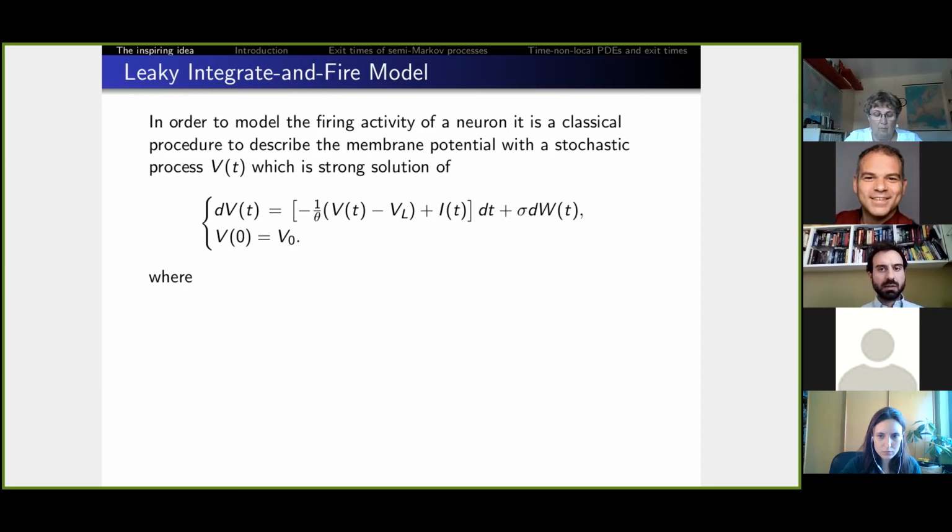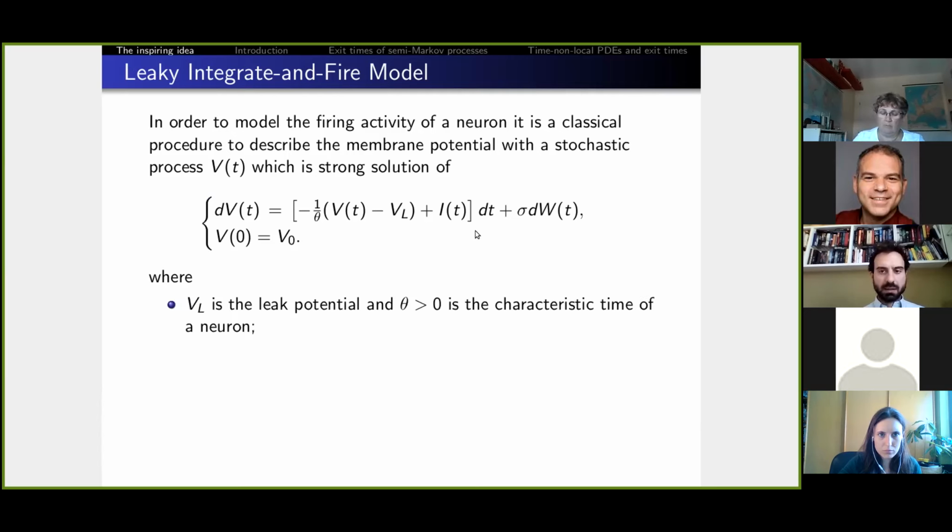So the very basic idea, which you certainly know better than me, is to describe the membrane potential of a neuron with some random process. For example, a random process which is a strong solution of an SDE, which is written here on the slide. If you see the arrow of my mouse, probably I can highlight something for you, because these quantities can have a nice interpretation in this context.